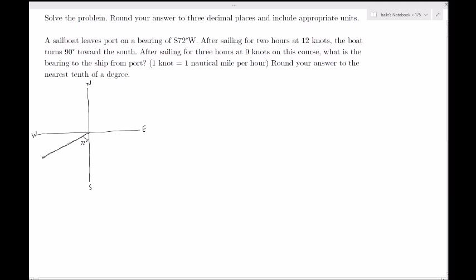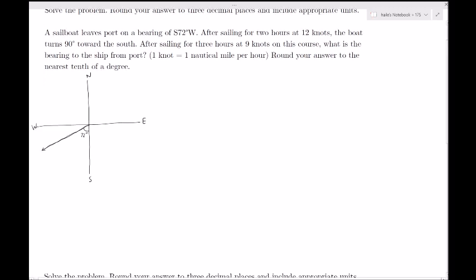And then, after 2 hours at 12 knots, the boat turns 90 degrees toward the south. So at the end of this arrow, we're going to have a 90-degree turn in the southern direction. So this is a right angle, and that's going to be for 3 hours at 9 knots. So we want to know what is the bearing to the ship from port. If we draw a dotted line from the end of our arrow back up to where the boat started, we want to know what this little angle is in here. Okay?